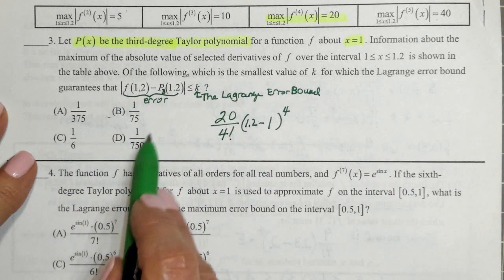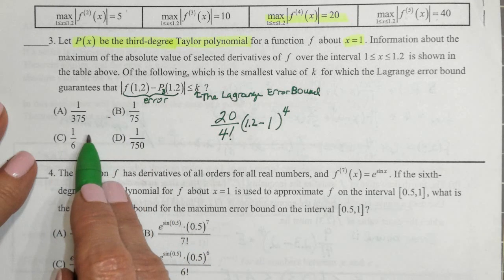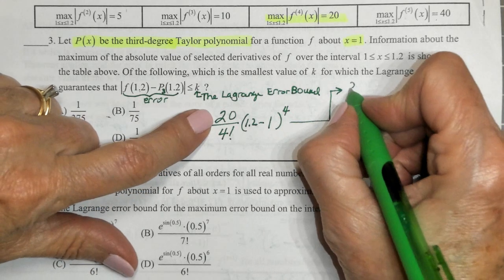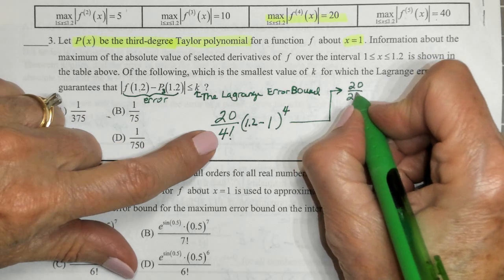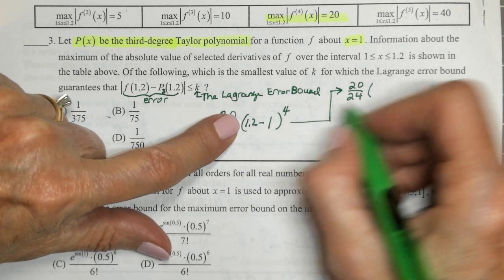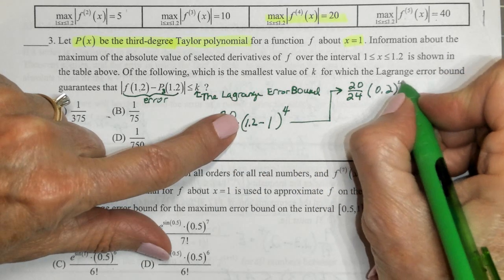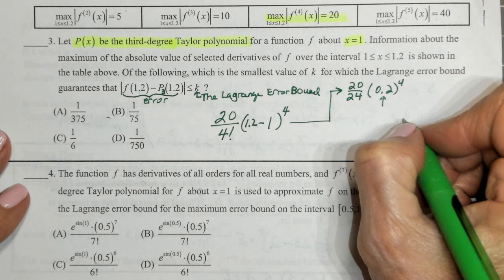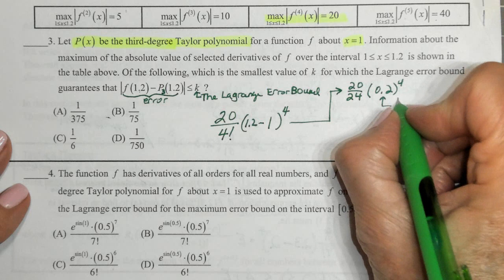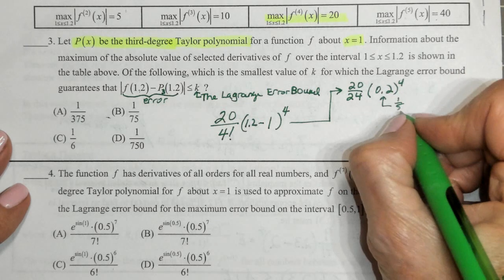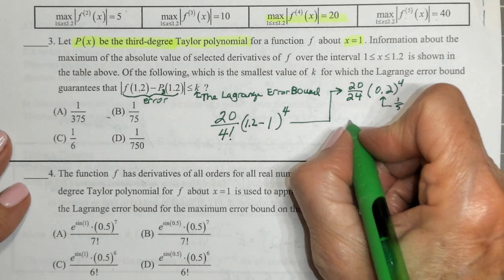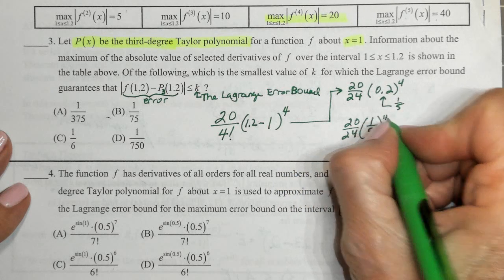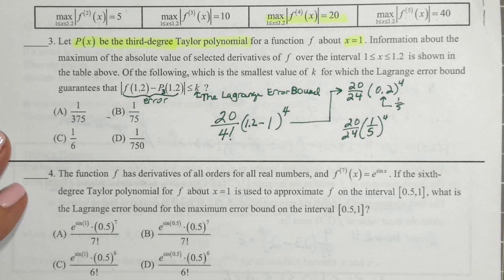Now I just need to clean this up to get one of these choices. So cleanup time. 20 divided by 24 times 0.2 to the fourth power. I would way prefer to deal with a fraction to a fourth power. So 0.2 is 2/10, 1/5. So this is 20 over 24 times 1/5 to the fourth power.